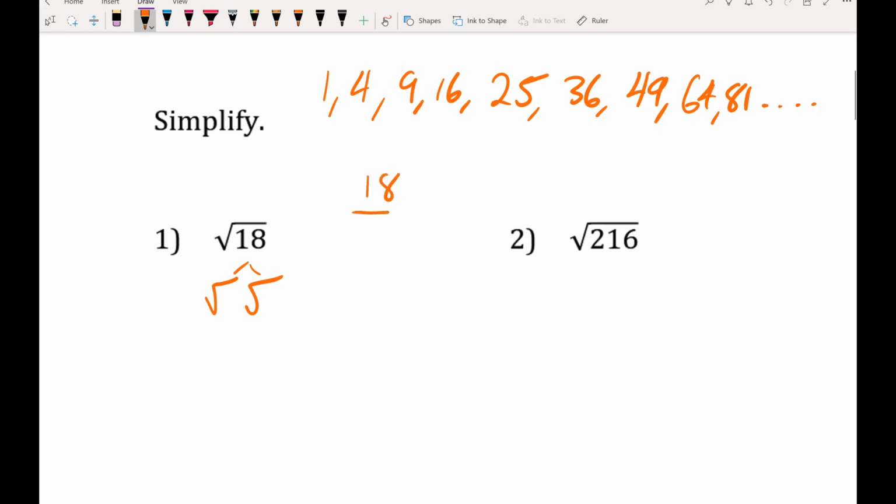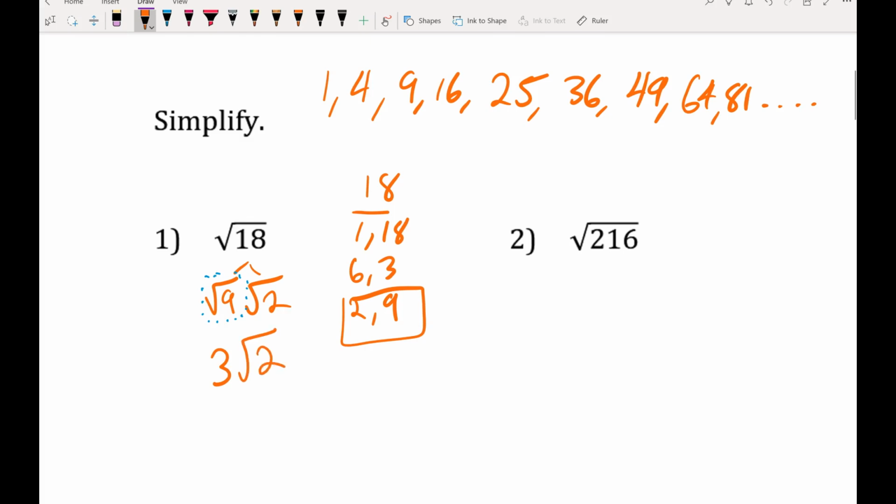So if I'm thinking about factors of 18, we got 1 and 18, 6 and 3, and 2 and 9. As I'm scanning through these factors, I notice that 2 and 9 work because 9 is a perfect square. The reason I do that is because radical 9 is asking me, what number do I have to multiply to itself to get 9? The answer to that question is 3. And there's nothing I could do with the radical 2, that's as simple as it gets. So I can simplify radical 18 into 3 times radical 2.